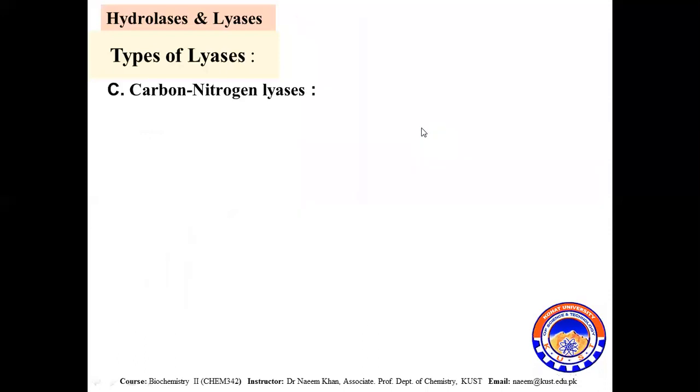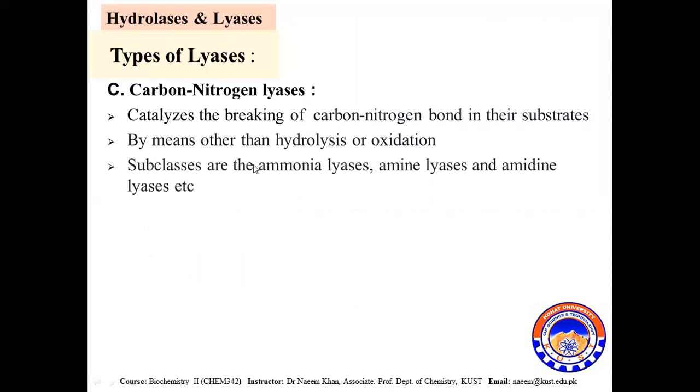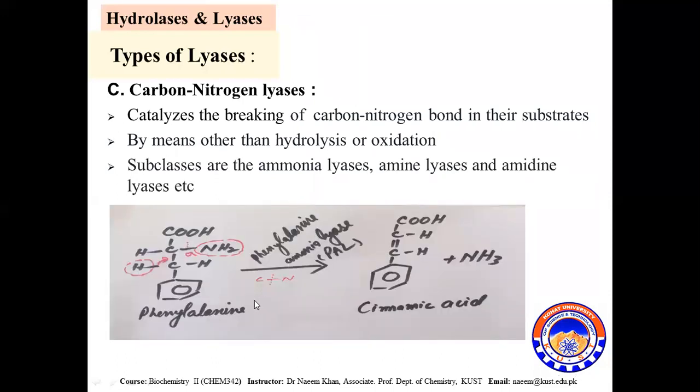Next are the carbon-nitrogen lyases. These catalyze the breaking of carbon-nitrogen bonds in their substrates, and the mechanism will be other than hydrolysis or oxidation. This subclass includes ammonia lyases, amine lyases, and amidine lyases. For example, we have an example of ammonia lyase. This is phenylalanine, with a phenyl group, because we have an amino acid, with the carboxyl group and amino group both attached to the alpha carbon atom. What happens in this reaction? We have phenylalanine ammonia lyase, PAL.